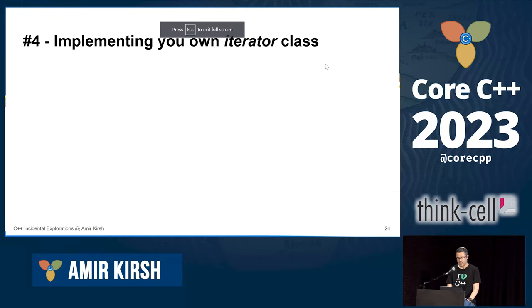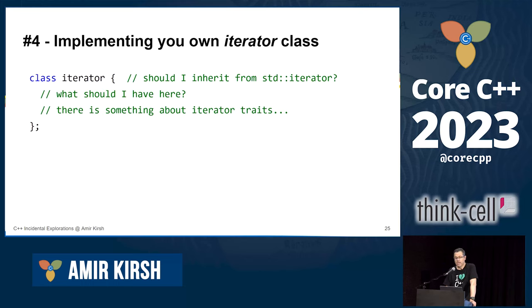So, implementing your own iterator class. Occasionally you have a container that you created and you want to iterate over this container, and you want to create a class for iterator, and then you ask yourself, how should I implement iterator? I remember that there is something with implementing the plus-plus, not equal, deref. There is also something about iterator traits. Should I inherit from std::iterator, by the way? No, because it is deprecated. It was deprecated in C++17. Why was it deprecated?